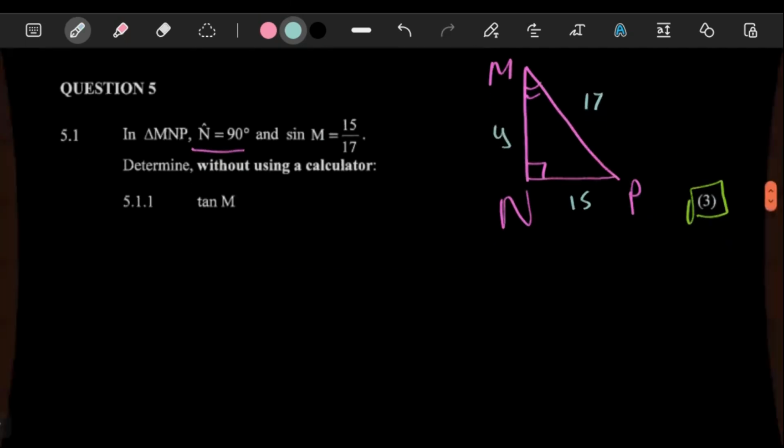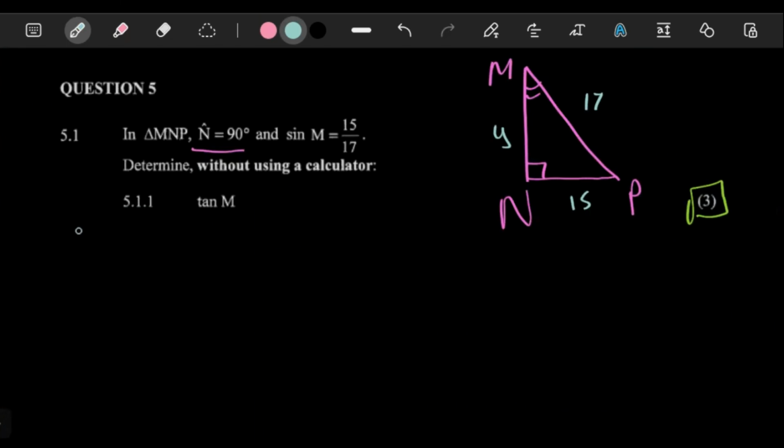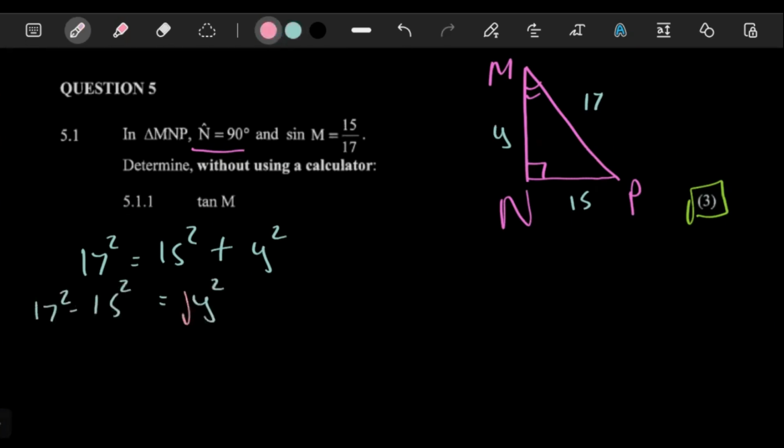So we can just work this out using Pythagoras before we even do anything. We can put 17 squared is equal to 15 squared plus y squared. Remember that the hypotenuse is the one that should always be alone. We want y here, so to get y on its own, we have to square root both sides. Let's see what that gives us in the calculator: 17 squared minus 15 squared. I was just putting the wrong things in my calculator, but finally it's giving us an 8.